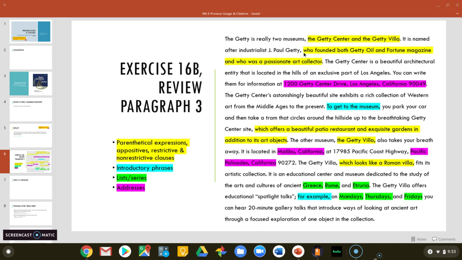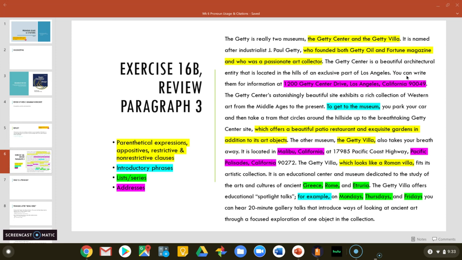So a lot of times if you have one of these clause words like who, which, where, and it comes after a specific person's name or title of a book or a movie, you're going to need the comma there because a lot of times these are non-restrictive clauses. So the Getty Center is a beautiful architectural entity that is located in the hills of an exclusive part of Los Angeles. So if you just have the city, you don't need to put any commas with it.